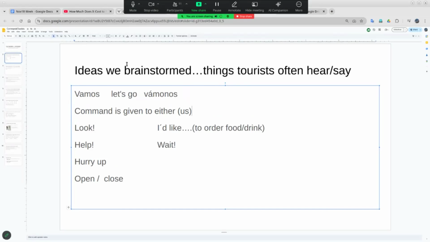Okay, so commands exist for two reasons. Commands do not exist for he or she or those guys over there. It doesn't exist for that. It's got to exist for somebody you're talking to directly. Aha. So it won't go into a yo form, but it will go into a we form. Because then you're saying, hey, everybody who's along with me, and I include myself in the command, that's the us idea.